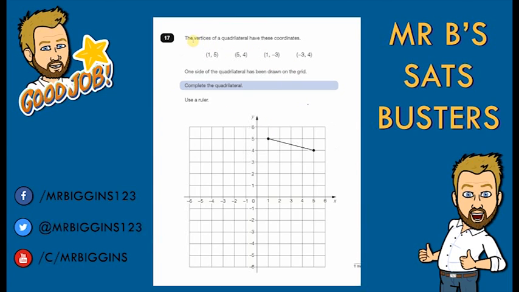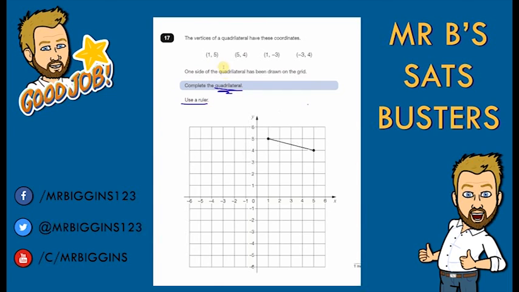Question 17 can look quite daunting when you first look at it, and when you read the question it says the vertices of a quadrilateral have these coordinates. Remember, when we look at 3D shapes, vertices are where 2 sides meet. Okay, now it's got our coordinates, and it says one side of the quadrilateral has been drawn on the grid. Complete the quadrilateral. When we know it's a quadrilateral, that's the first thing we can pick up, so we know it's got 4 sides. Obviously, it tells us to use a ruler as well.